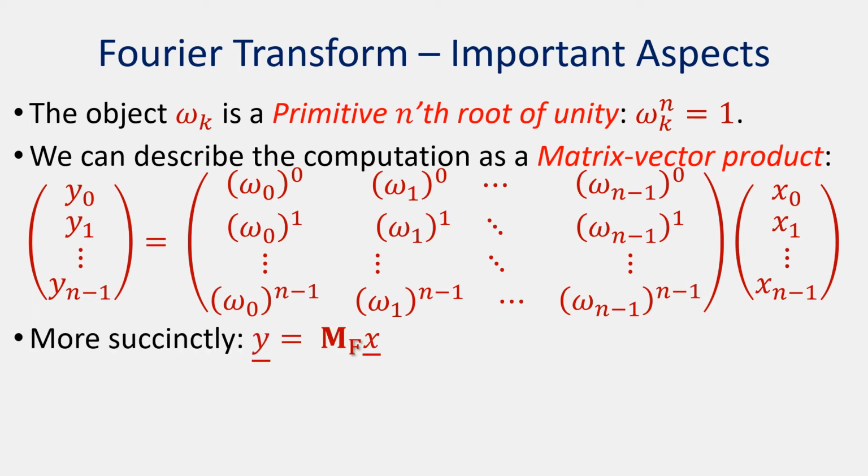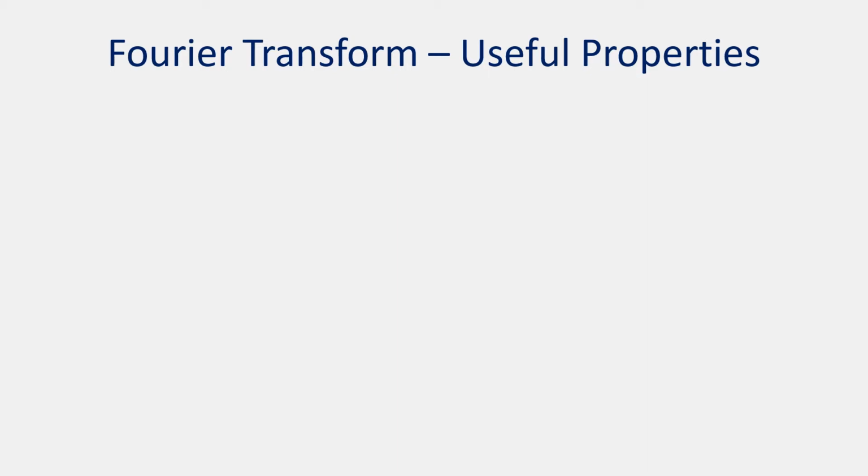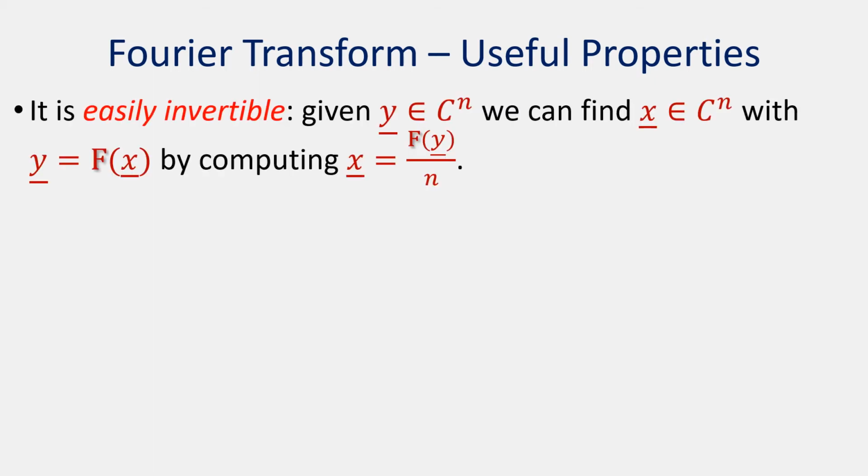The notation, again, is rather cumbersome to write in general. So we'll introduce this shorthand to describe that particular matrix. And we have a number of useful properties of the Fourier transform. I'm going to mention some of them on this slide.